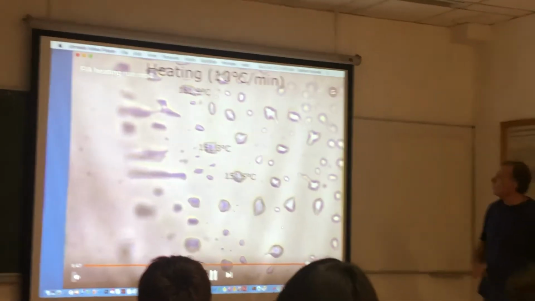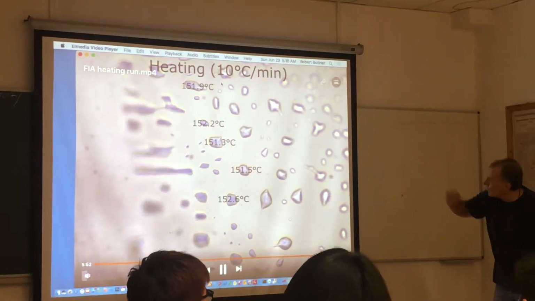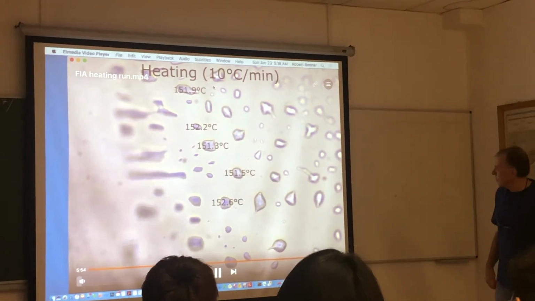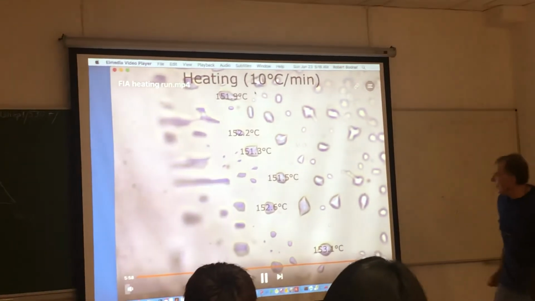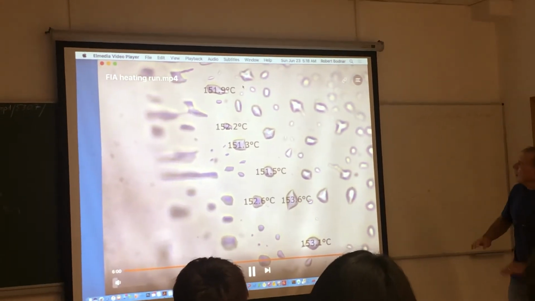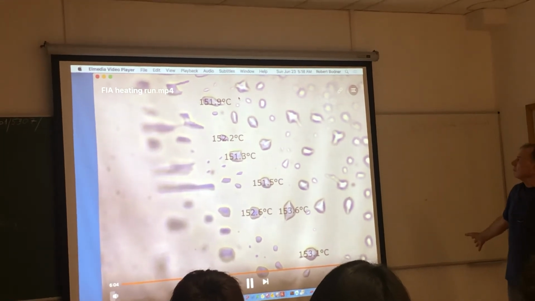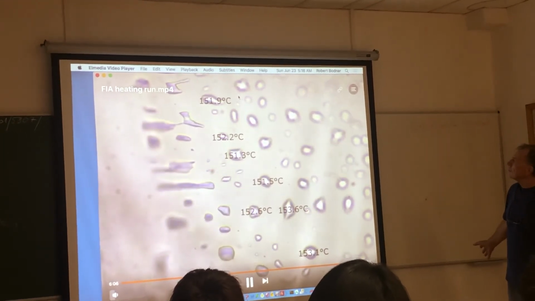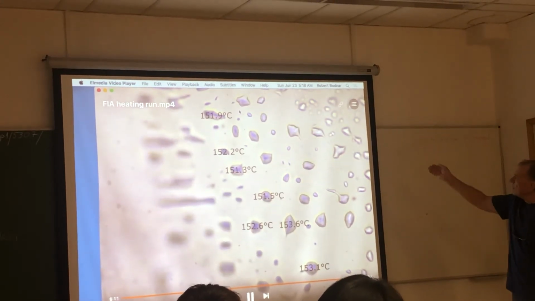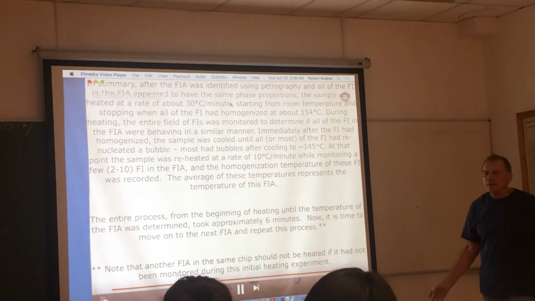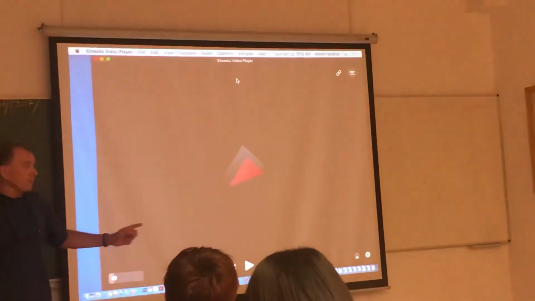151.3, 151.5, 151.9, 152, 152. This one here, 153, 153. Now they're all homogenized. So he's just, again, scanning up and down, focusing up and down to see that they've all homogenized. And this is going to go off, unfortunately, but I'll put it back.